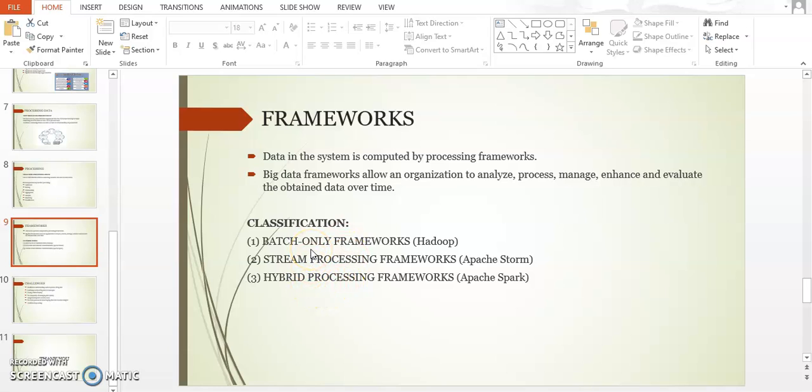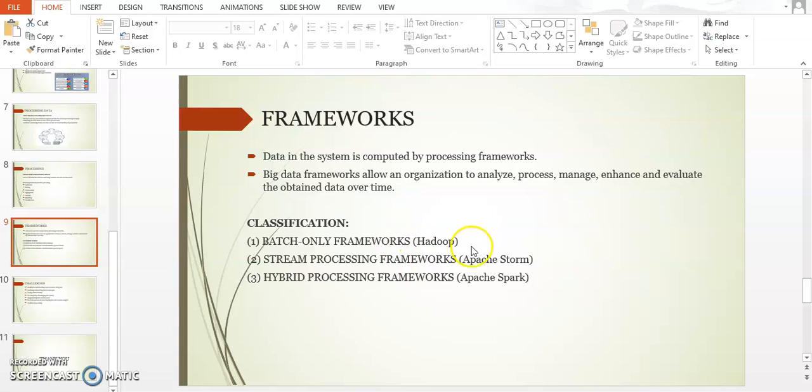So what are batch only frameworks? Batch only frameworks are the oldest frameworks used in big data. These types of frameworks use large static data sets. They return the result only after the computation is complete. Whereas the stream processing framework gives us the result as soon as the data enters the system. It is completely opposite to batch only frameworks. Hybrid processing frameworks are a combination of batch only and stream processing frameworks. They include the characteristics of both.